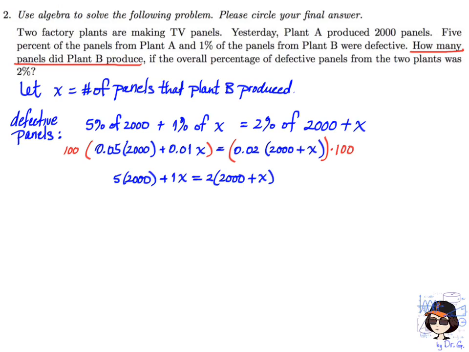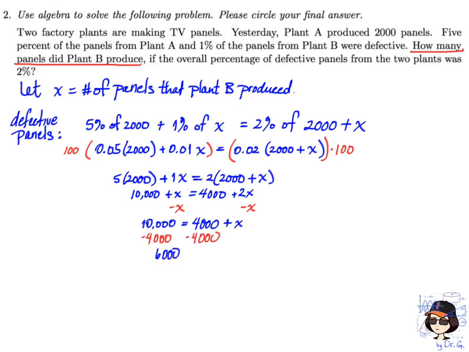So now I'm going to simplify a little bit. I'm going to do the multiplication. 5 times 2,000 is 10,000. So 10,000 plus x equals 4,000 plus 2x, just distributed on the right. And so now let's start getting all my x's together. So subtract x from both sides. I got 10,000 equals 4,000 plus x. Subtract 4,000 from both sides.